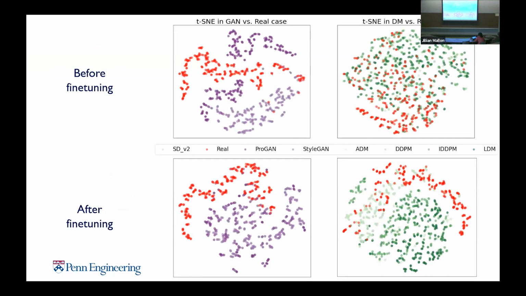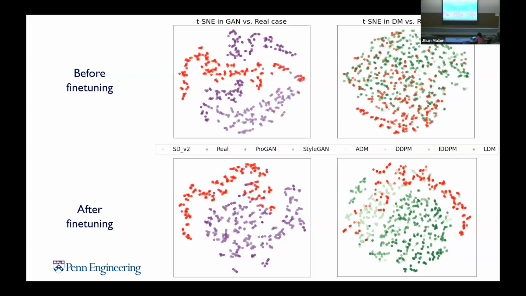As you can observe, before the fine-tuning, there is a clear distinction between the real image data points and the GAN-generated image data points, which is represented by the purple dots. However, when it extends to the diffusion model cases, the red dots, which are our real data points, have a high overlap with them, which might explain why it has worse performance before the fine-tuning. But after the fine-tuning, we can observe a clearer distinction between the red dots and the green dots, which represent the real images and the diffusion model generated images.